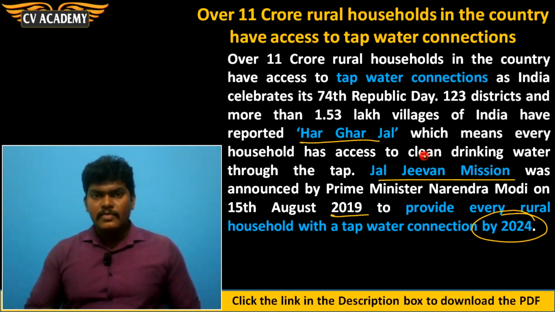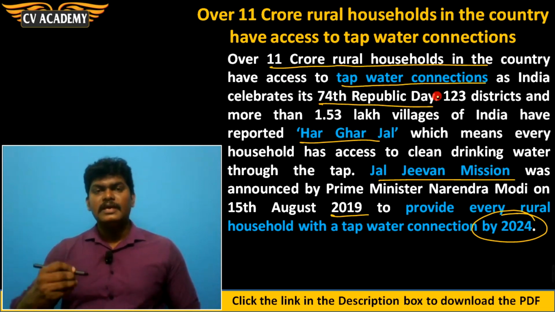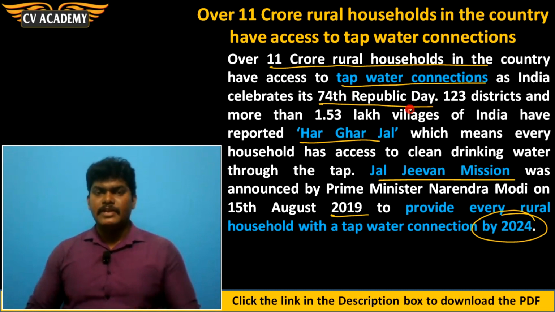So till now, that is till the year 2023 on the 74th Republic Day, till that day we have covered 11 crore rural households in the country. That is, 11 crore rural households in the country have access to tapped water connections as of the 74th Republic Day on January 26, 2023.